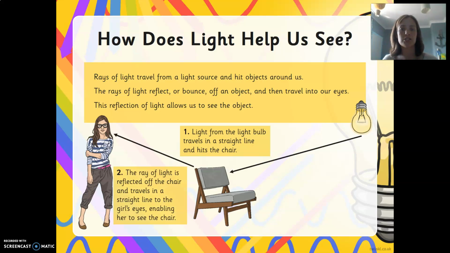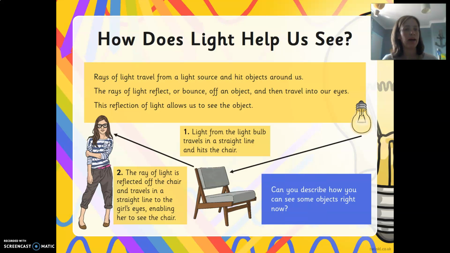The ray of light is reflected off the chair and travels in a straight line to the girl's eyes, enabling her to see the chair. So that is how this works. It works with anything. It doesn't have to be a chair. It doesn't have to be a light bulb. It can be the sunshine. Any source of light enables us to see objects.